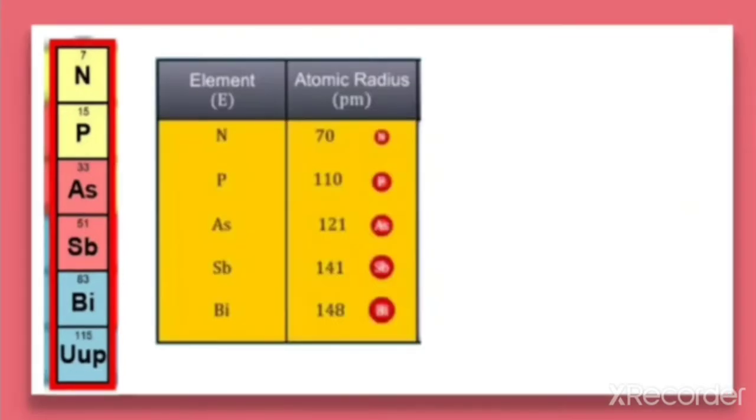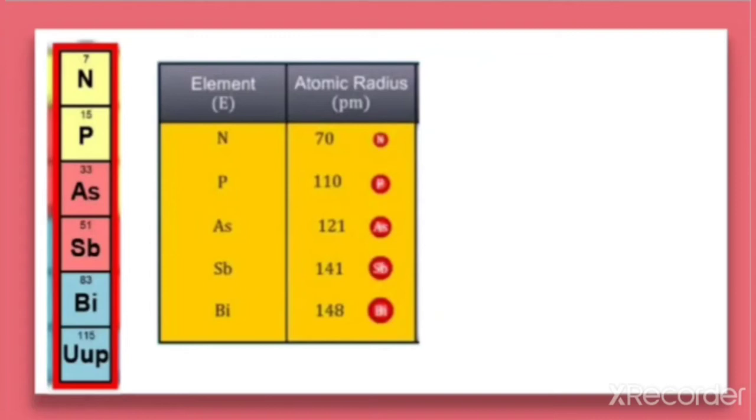Let us talk about the atomic size. Atomic and ionic radii of group 15 elements are smaller than the atomic radii of corresponding group 14 elements. As we learned, from left to right in the modern periodic table, atomic size decreases. So when we compare the size of a group 15 element, it will be smaller compared to group 14 elements.